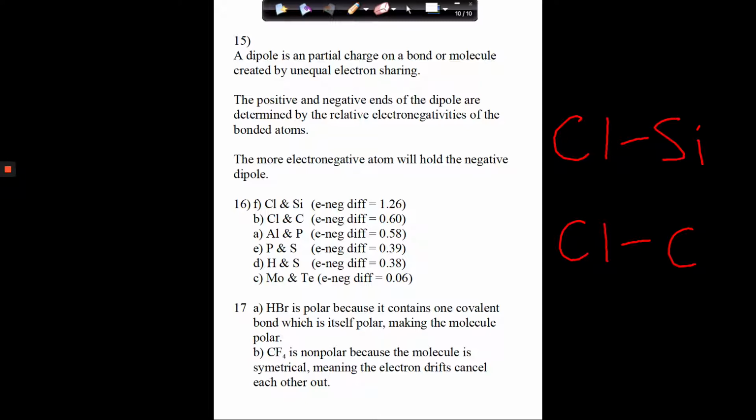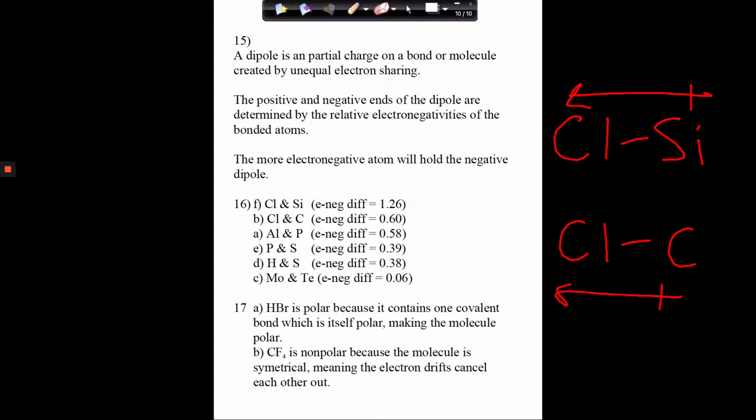Chlorine and silicon, which one's more electronegative? Chlorine. So what direction is this bond polar? To the right. So this bond is, no, it's not. It's polar towards the chlorine, right? Now guys, what about chlorine and carbon? Which one's stronger? The chlorine. So this bond is also polar towards the chlorine. Now the important question.